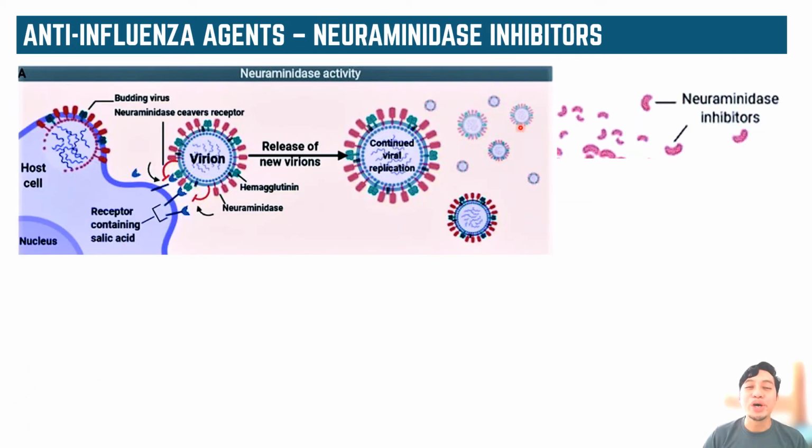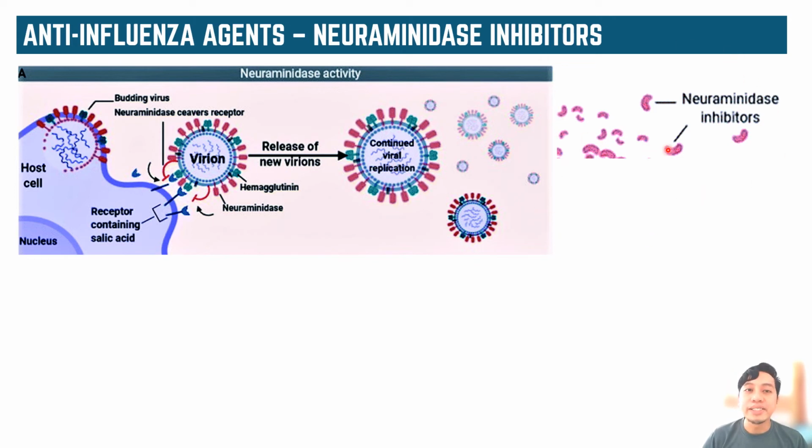Finally, moving on to the last class of anti-influenza drugs, the neuraminidase inhibitors. As mentioned before, in the last step of influenza viral replication, the viral neuraminidase enzyme, known as NA, takes the main role by cleaving and removing the salicylic acid receptors from the surface of the cells, thereby allowing the release and spread of the virus to new host cells.